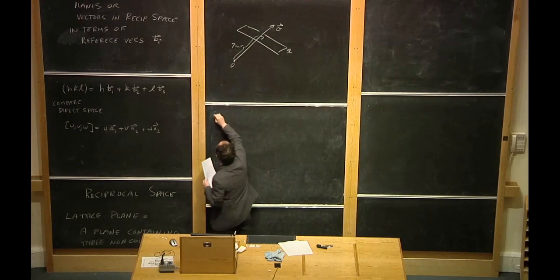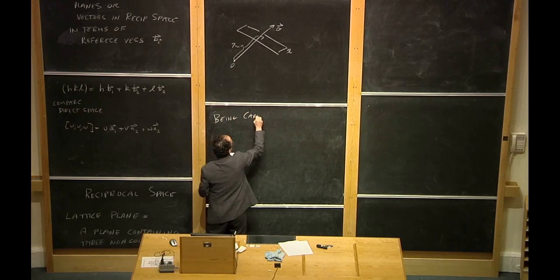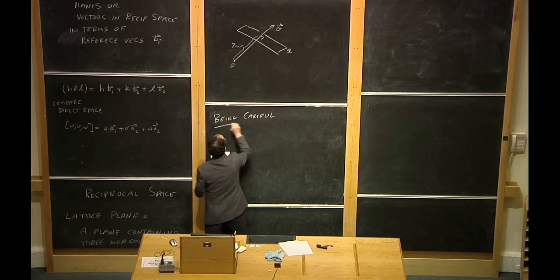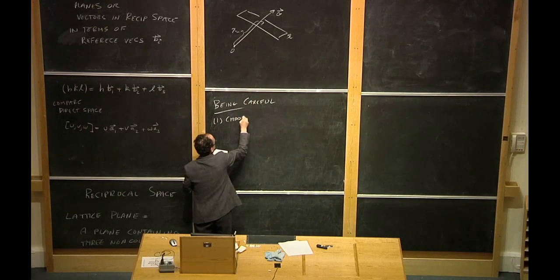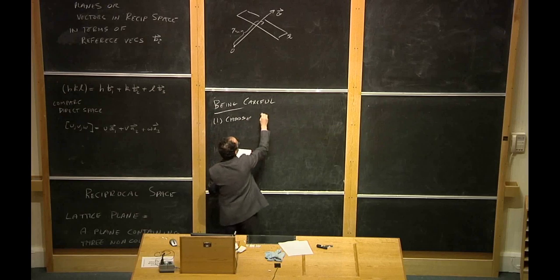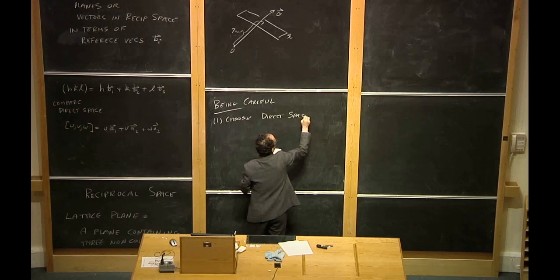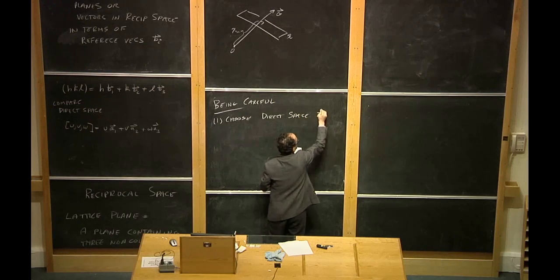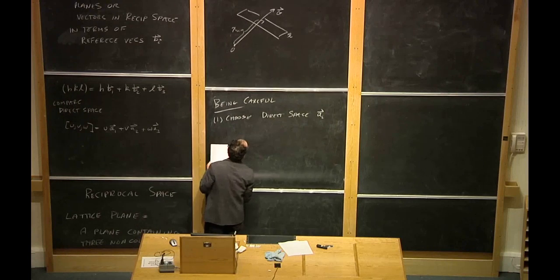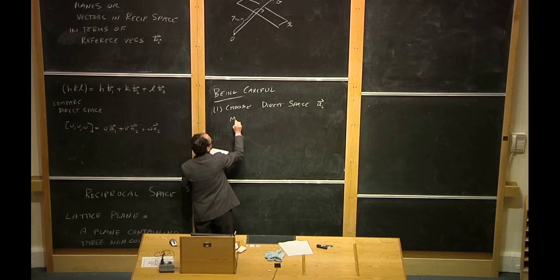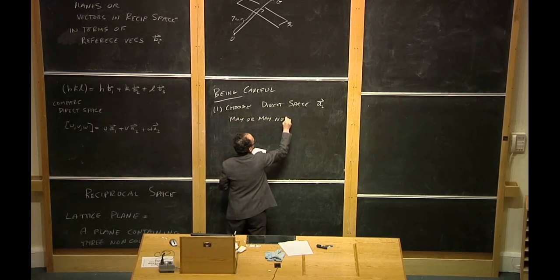So let's be careful about our definitions. The rules go like this. First, choose direct space vectors a_i, which may or may not be PLVs.